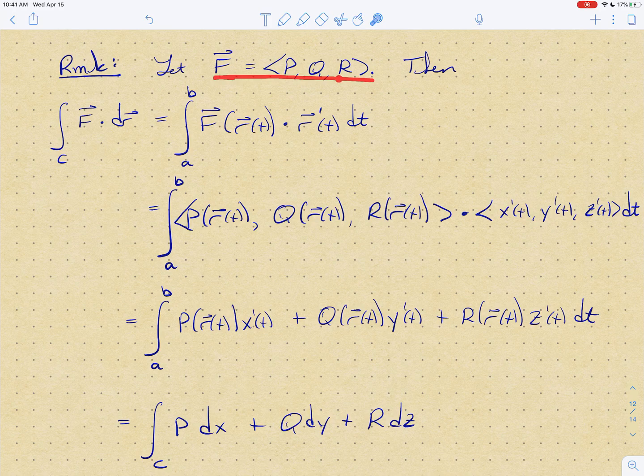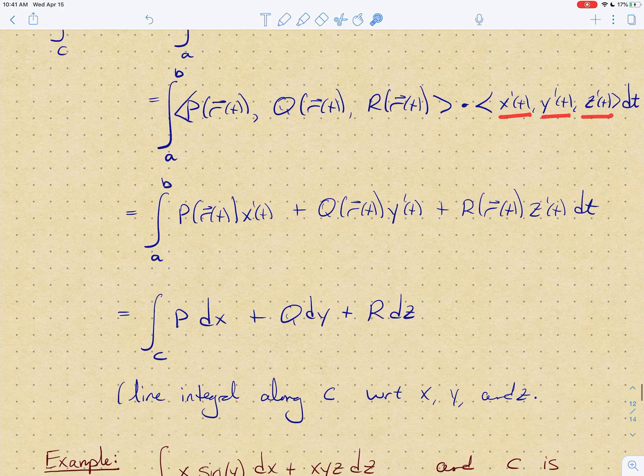So I'm going to assume I have a vector field where the component functions are P, Q, and R. Each of these is a function of x, y, and z. We know that the line integral of F along C is the integral of F(r(t)) dot r'(t). So you're plugging r(t) into each component: P(r(t)), Q(r(t)), R(r(t)), dotted with r'(t), which is x', y', z'.